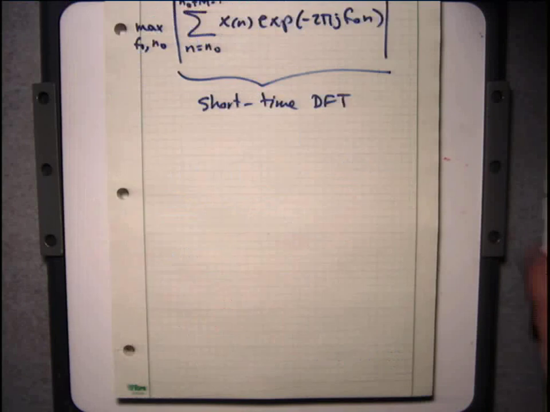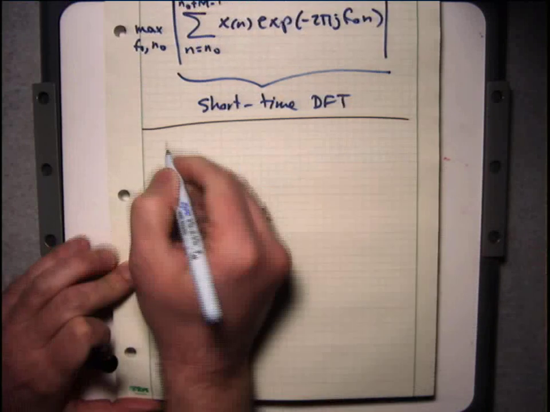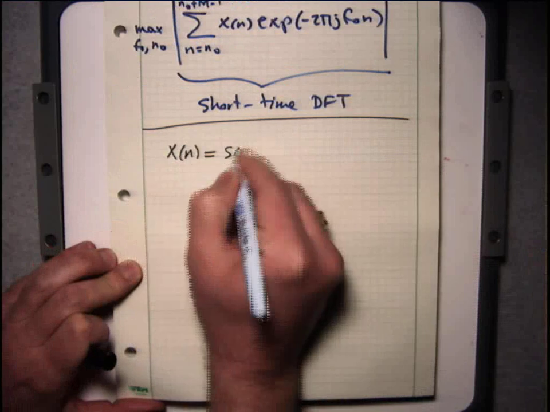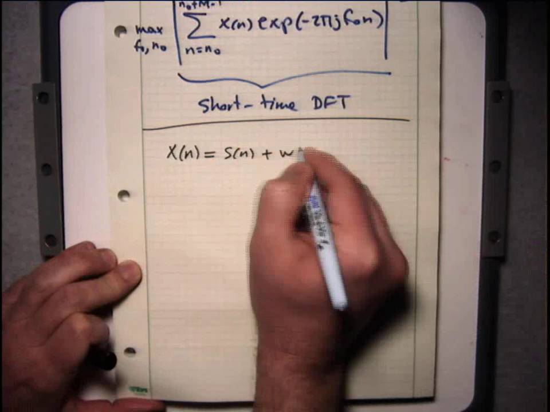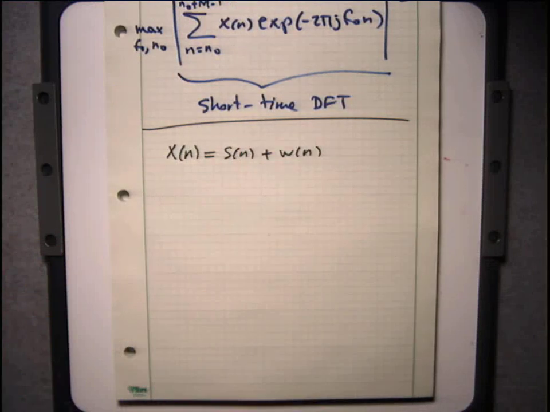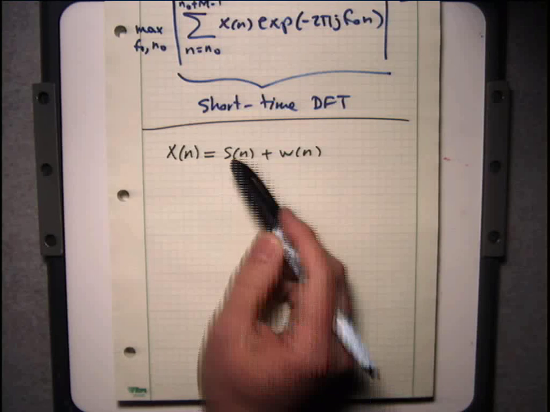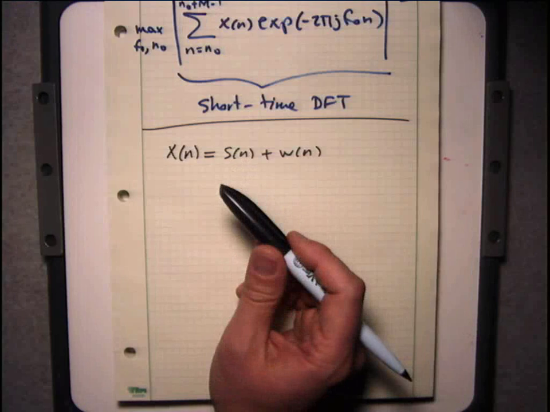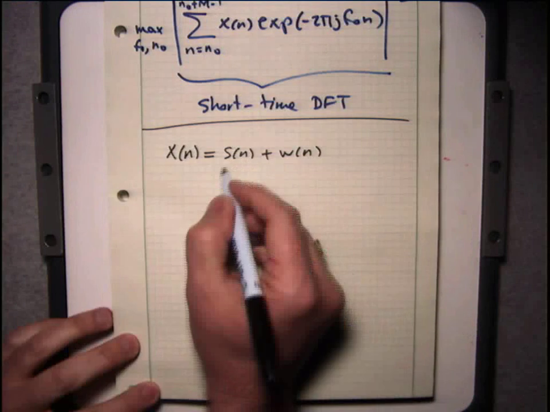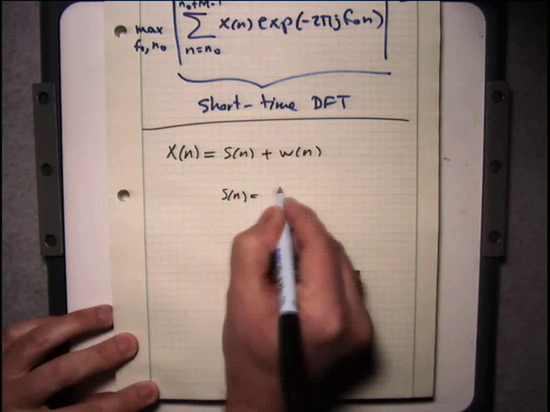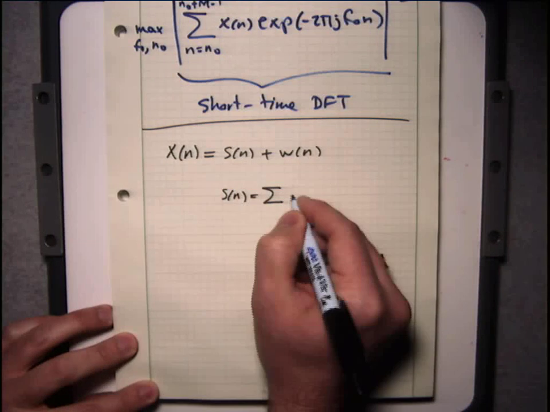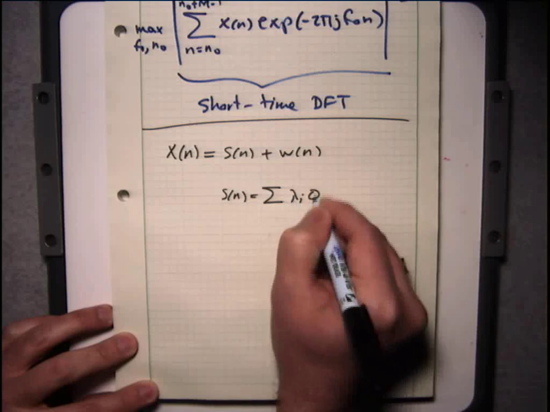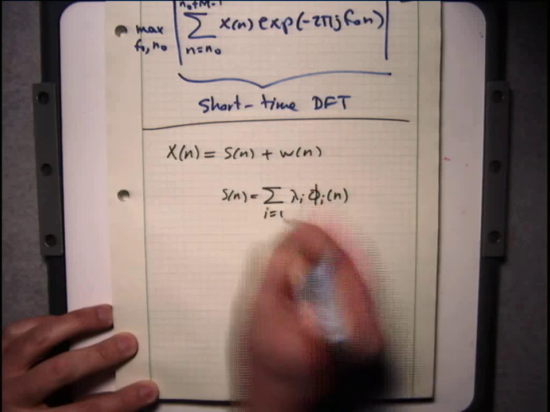Let me write it down. Maybe this will help understand it. So let's say your signal x of n measured. So let's say you have s of n plus w of n, right? So in our case, we wrote s of n as a single sinusoid. It doesn't have to be a single sinusoid. You can write any number of sinusoids. In fact, you can write s of n as the sum of, let's say, lambda i times phi i of n for i equals 1 to k.